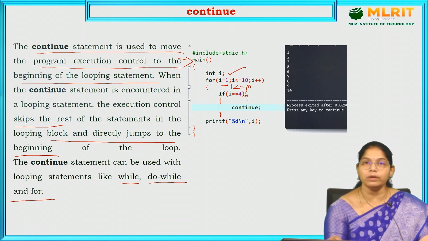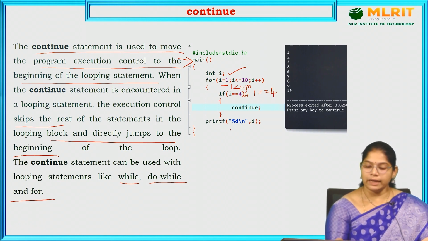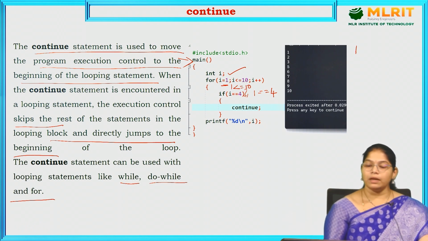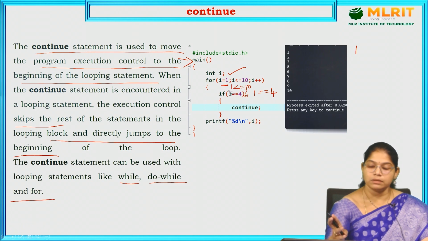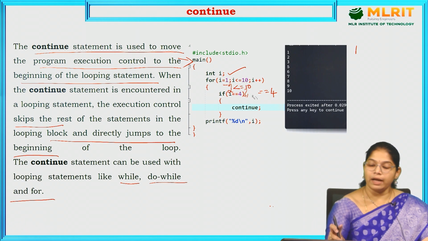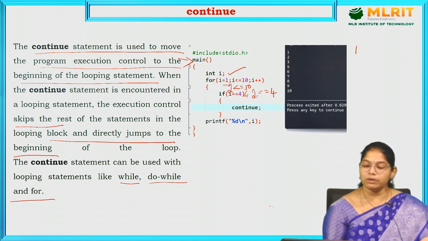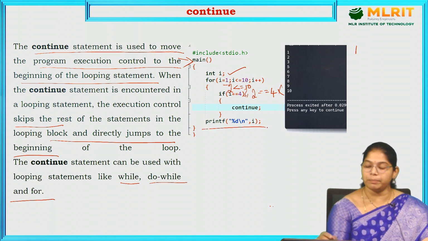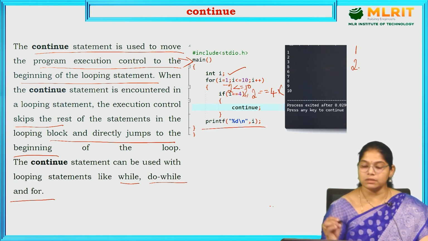If i equal to 4, where the i value is 1, is it equal to 4? No. Then it will not continue. printf i, here it prints 1. Again i plus plus, now i becomes 2. 2 less than or equal to 10, the condition is true. Then we have to check if i equal to 4, where the i value is 2. Is 2 equal to 4? No. Then it will not continue, it will print i, where the i value is 2.